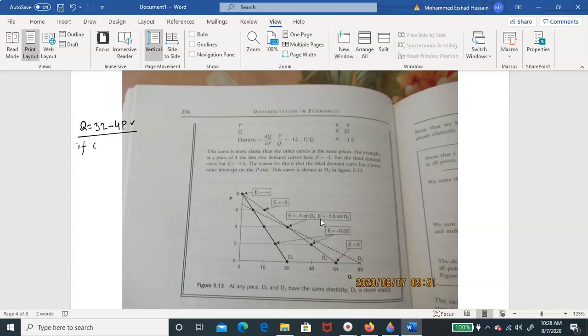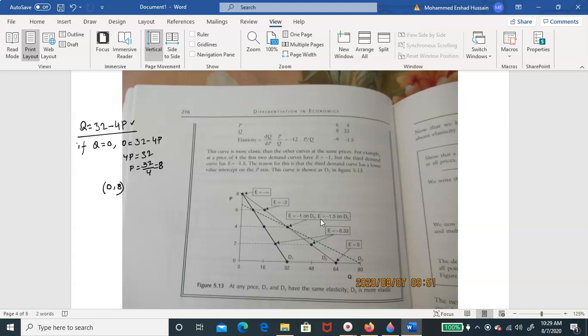Let us say Q equal to 0, what is P? If Q equal to 0, then this means 0 equal to 32 minus 4P. Now 4P, we take it to the other side, negative becomes positive, and 32. So we simplify. 32 divided by 4 is how much? Price is 8. So this is a combination, 0 and 8.